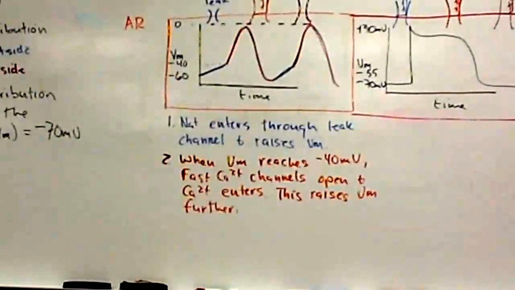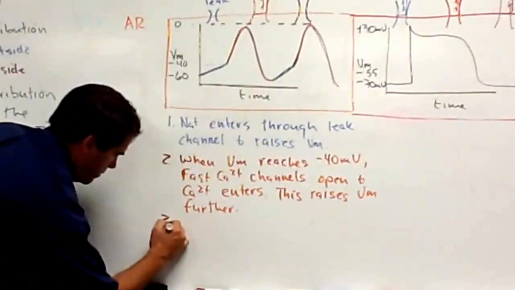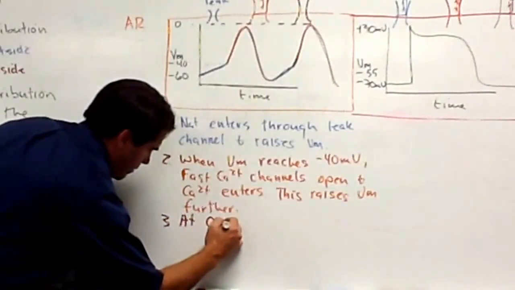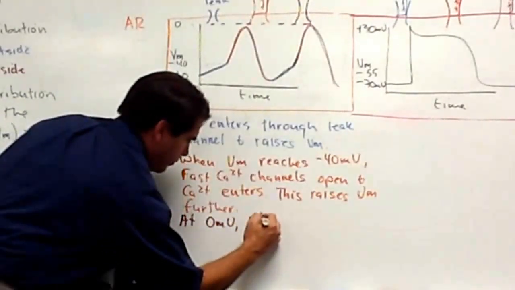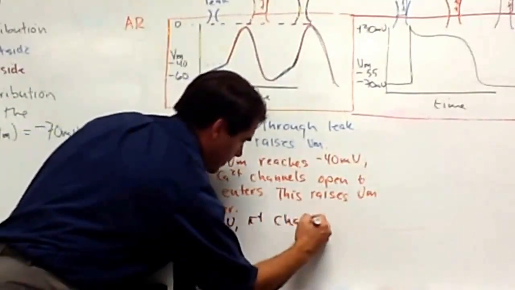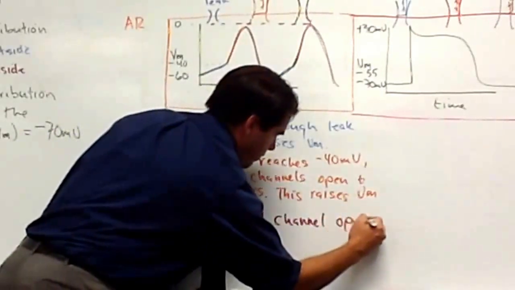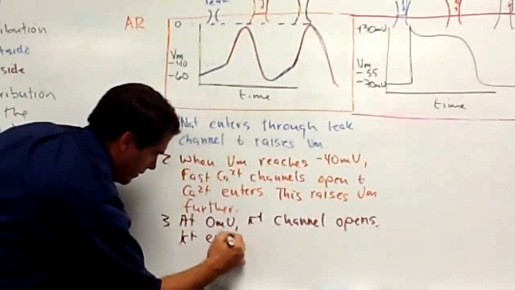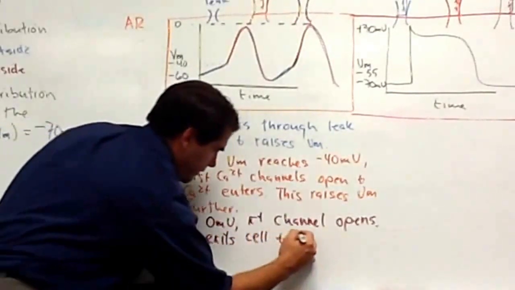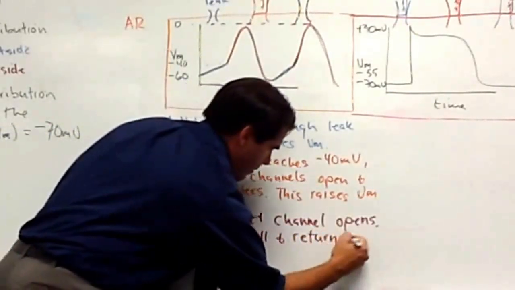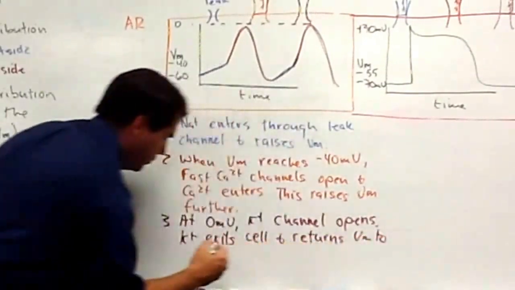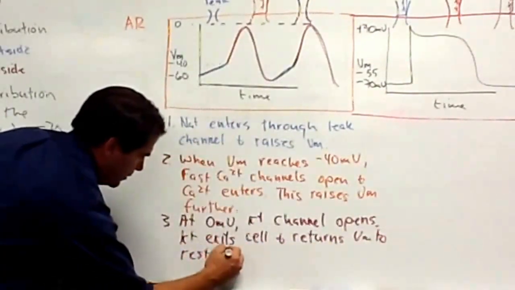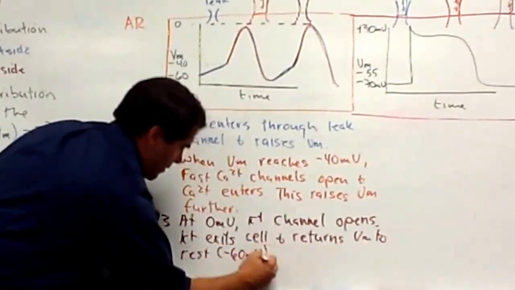At 0 millivolts, the potassium channel opens, and potassium exits the cell and returns Vm to rest, which is minus 60 millivolts.